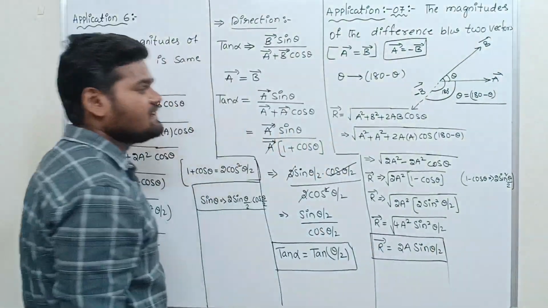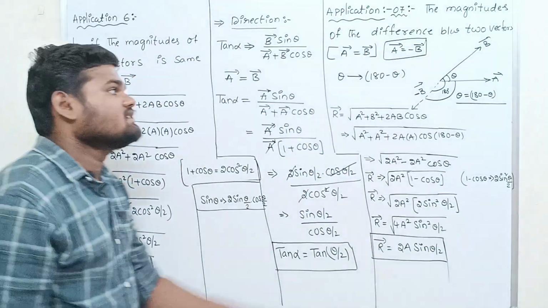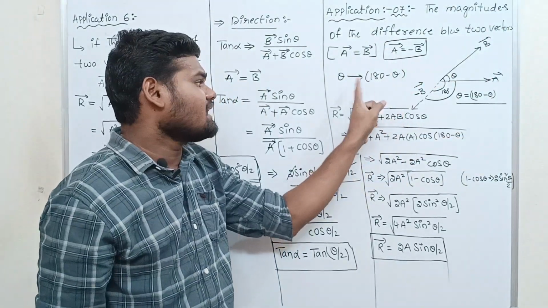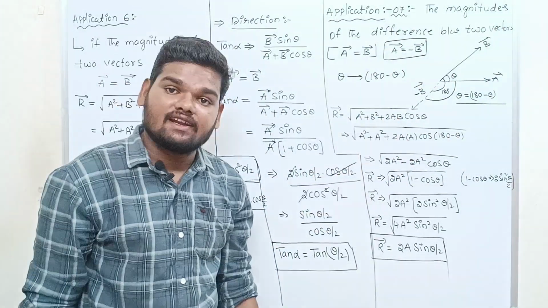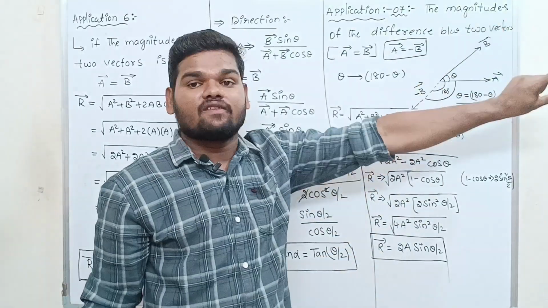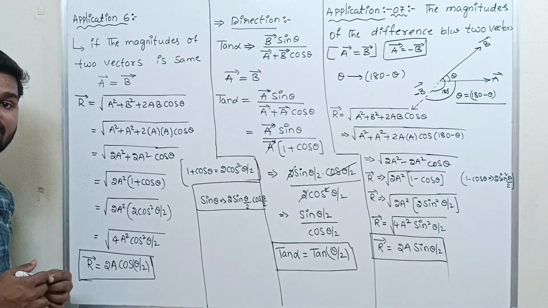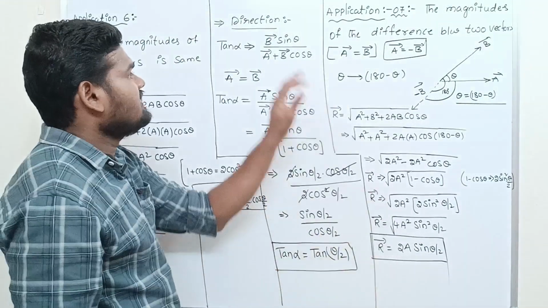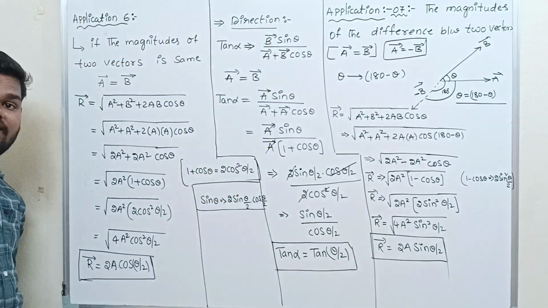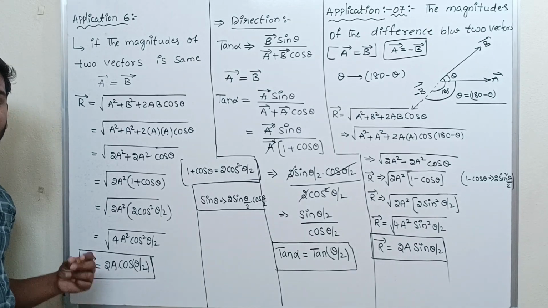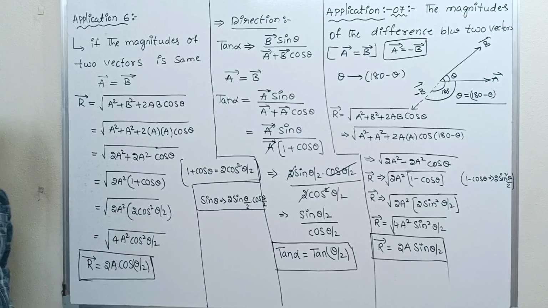So this is the resultant of the two vectors, which gives the magnitude of the difference between the two vectors, when we take the angle theta as 180 minus theta. Okay, right. So pause the video and write the notes. Let's solve the direction. Pause the video and write the notes. 3, 2, 1, go. Right.